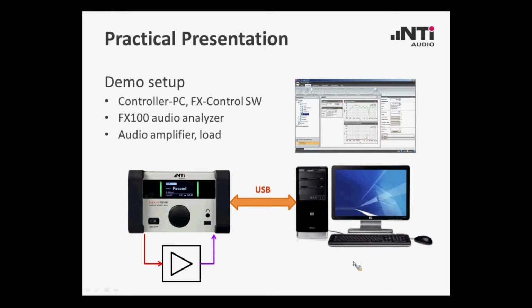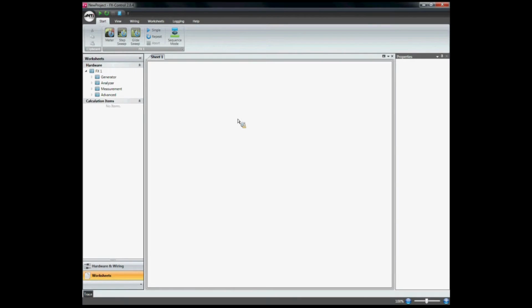So we are actually already at our practical presentation. I have here an FX100 on my desk, which is connected to an amplifier with a load of 4 ohm. The Flexus is controlled from a PC via USB, and on my PC I have the FX control software running. This software, by the way, comes along free of charge with every FX100 analyzer. So let me switch over to that software.